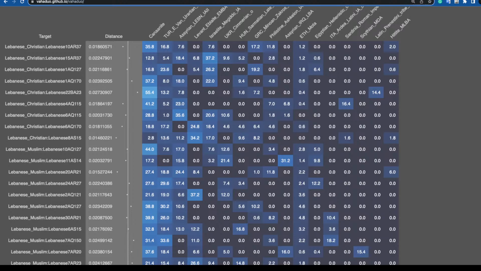Now this is the interesting one. It's the connection that the Christian Lebanese have to the Tel Megiddo Iron Age sample. As we can see, they have a closer connection to the Tel Megiddo Iron Age sample than Lebanese Muslims. What are the odds there?